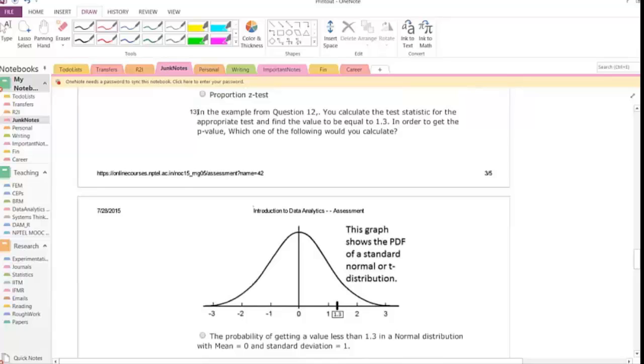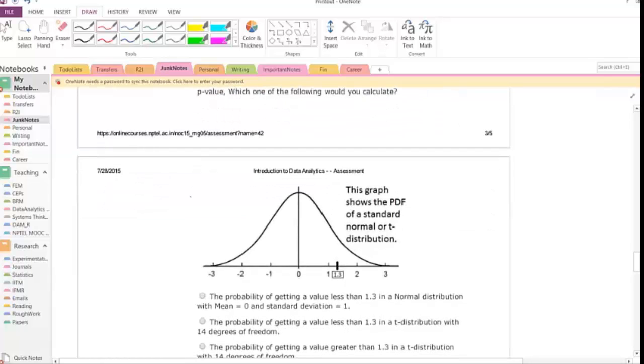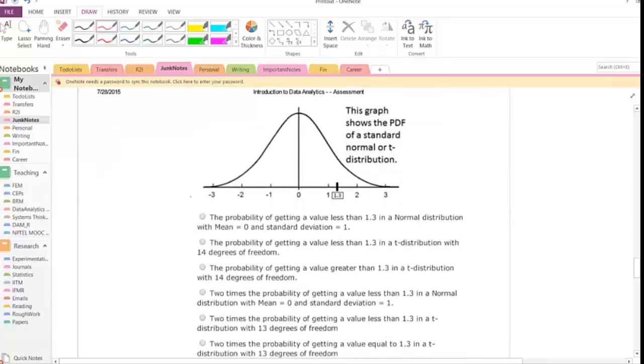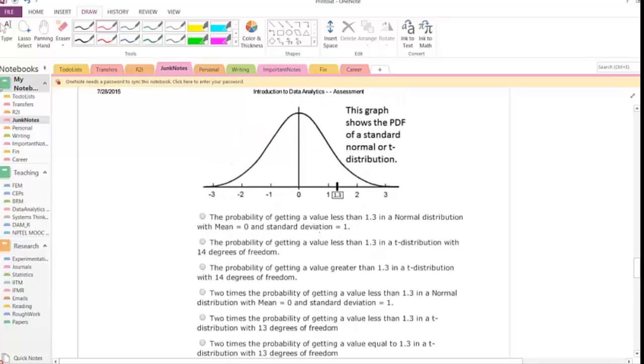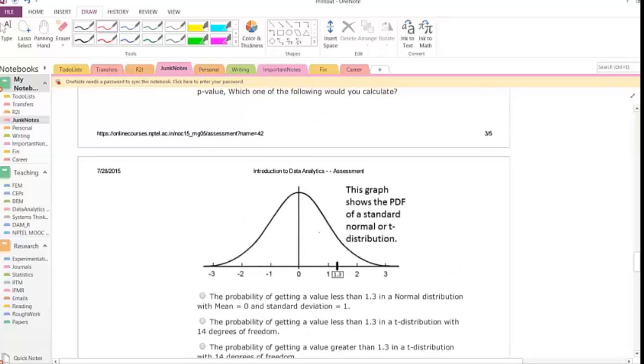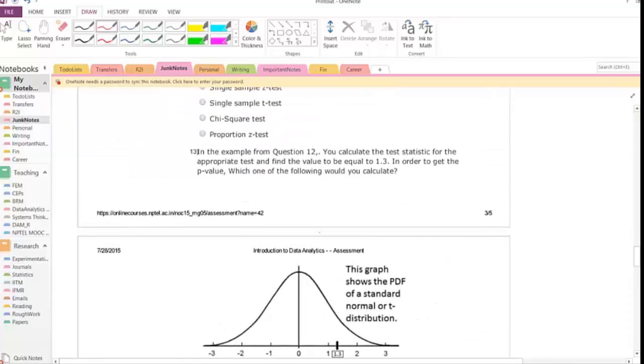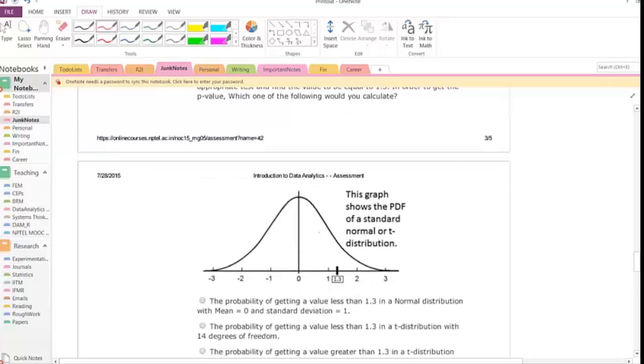Okay, so now taking the same example from the previous question, you calculate the test statistic for the appropriate test and find the value to be 1.3. In order to get the p-value, which one of the following would you calculate? So here's a graph with 1.3, and the question is, do you want the probability of getting a value less than 1.3 in a normal distribution? So this is either a standard normal or a t-distribution, because it depends on what the test is, right?